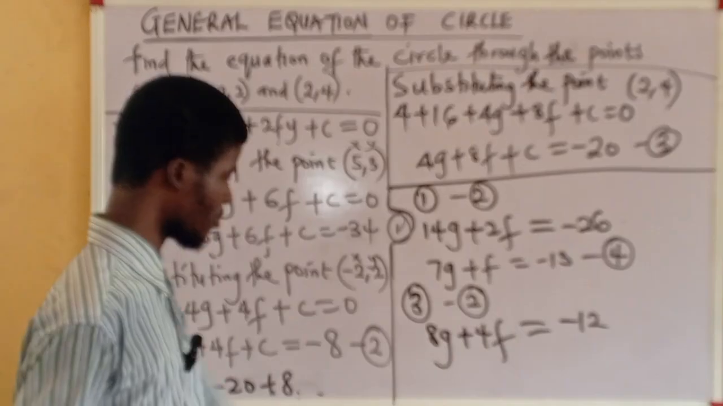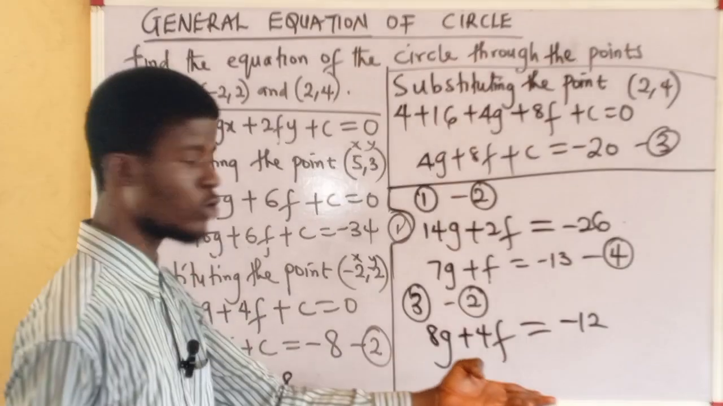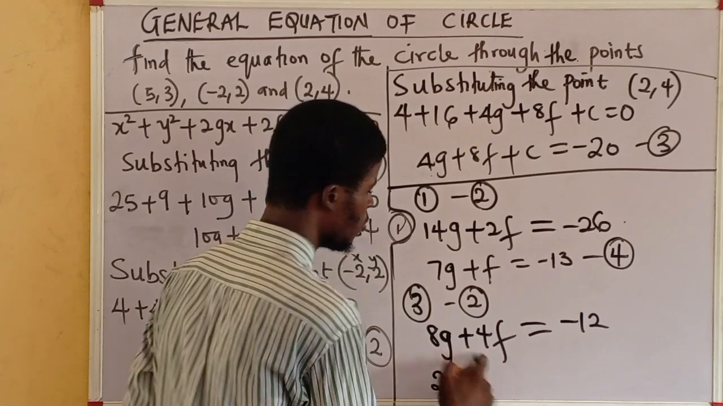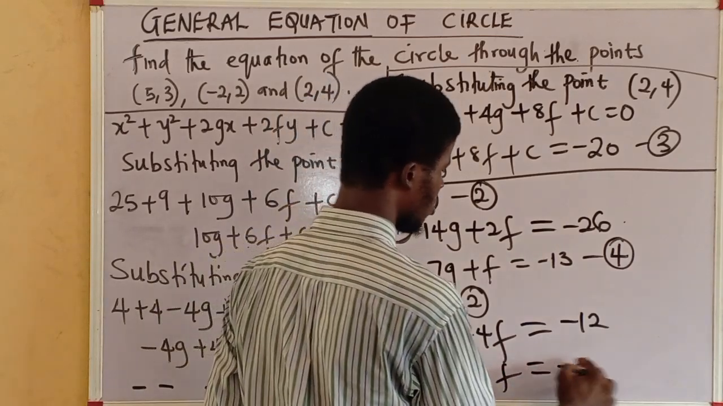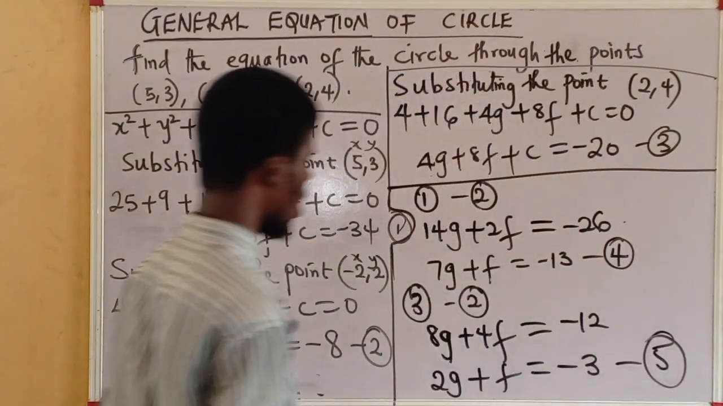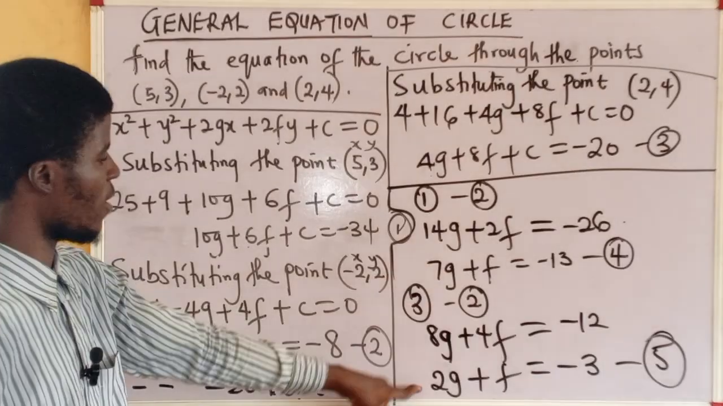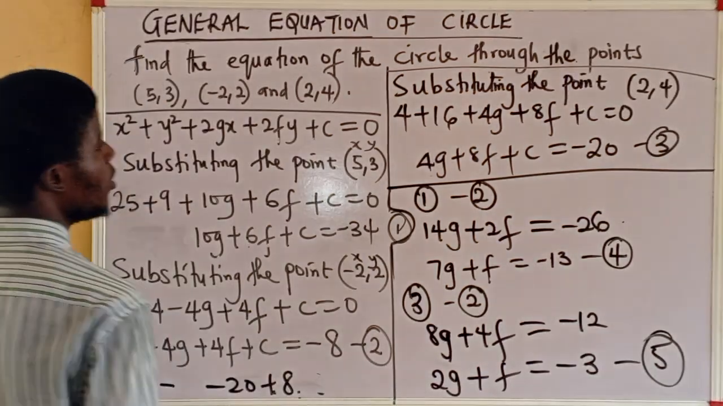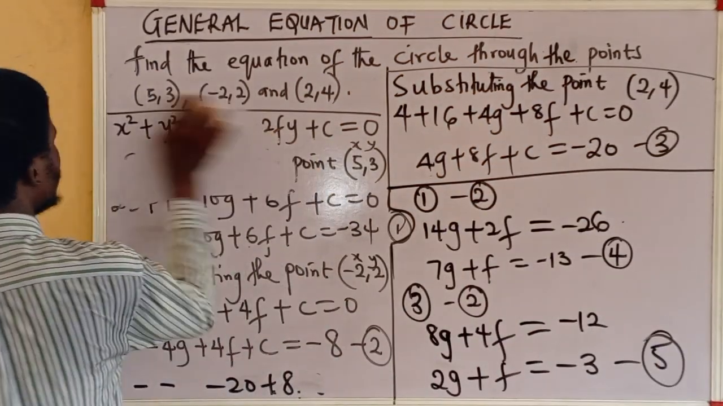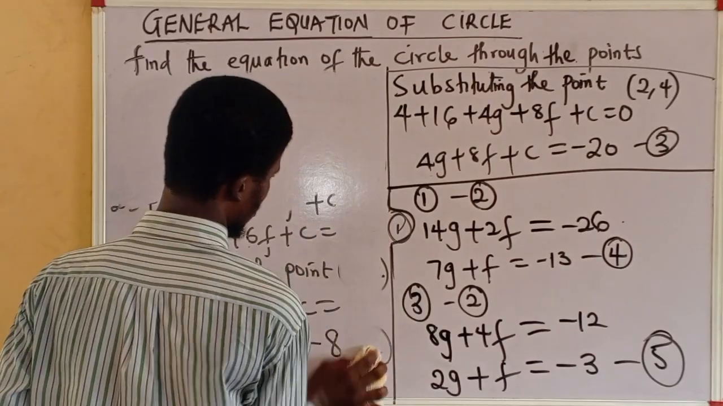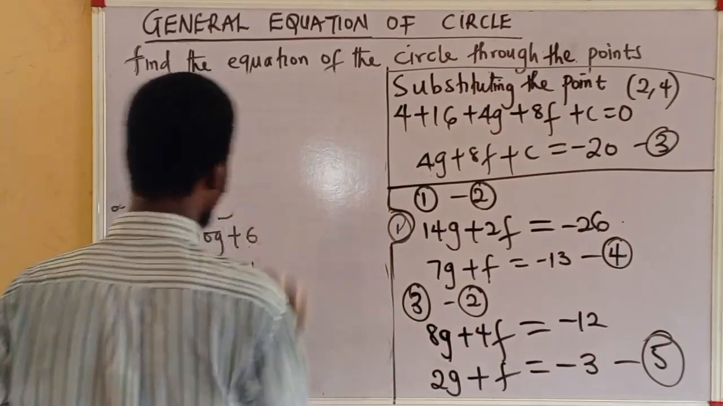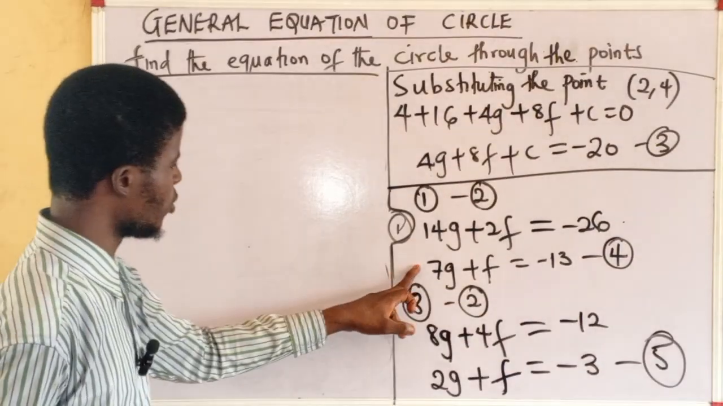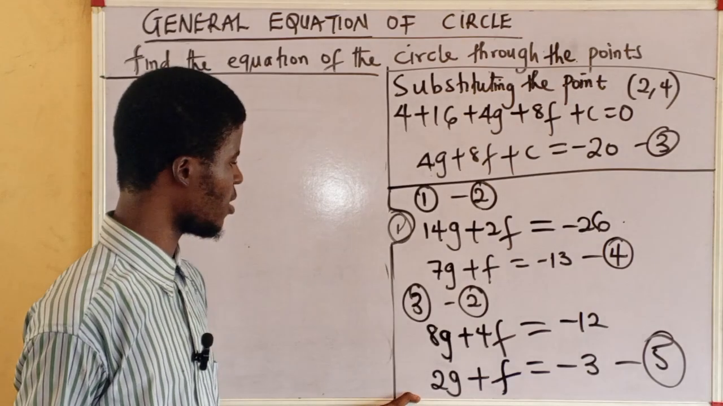I can still break this down. If I divide through by 4, 4 into 8g is 2g, 4 into 4f is f, equal to minus 3. So I will solve equation 4 and equation 5 simultaneously to get g and f. I'm not going to erase this third equation for a reason, because we are going to plug in the values of g and f into the equation to obtain c at the end.